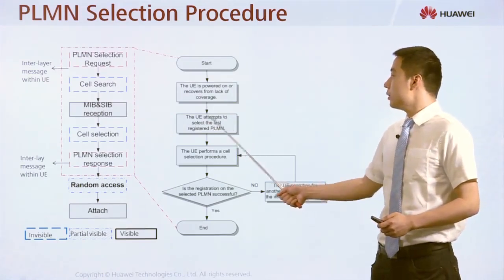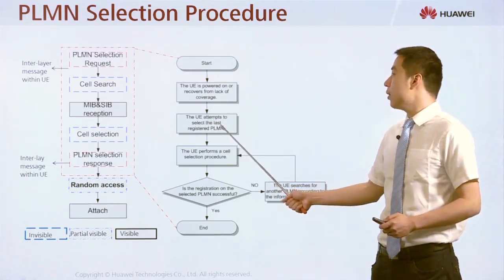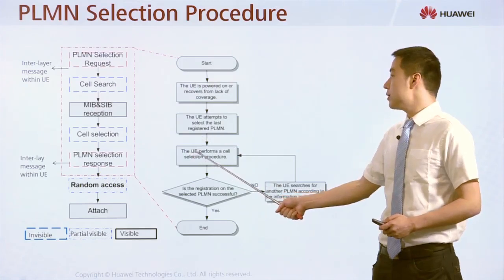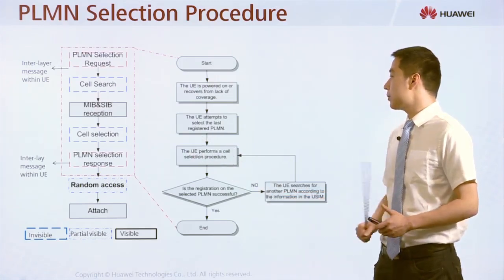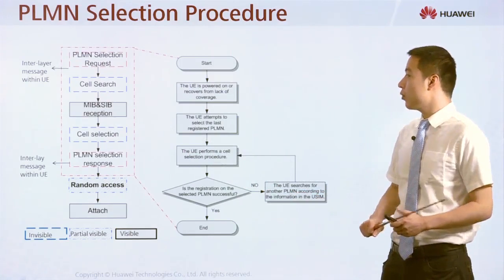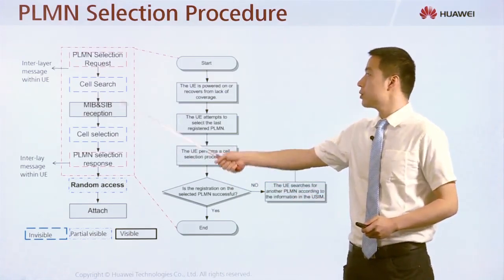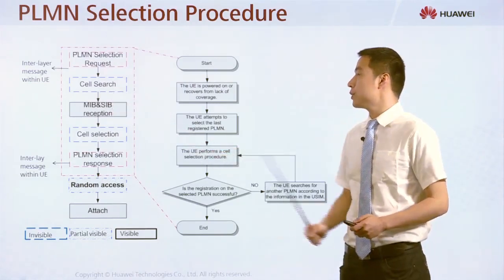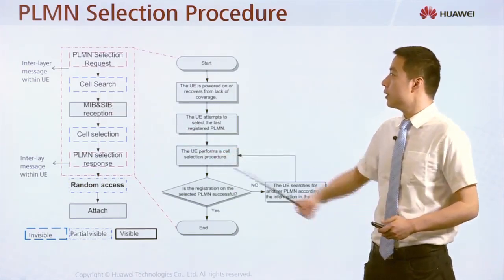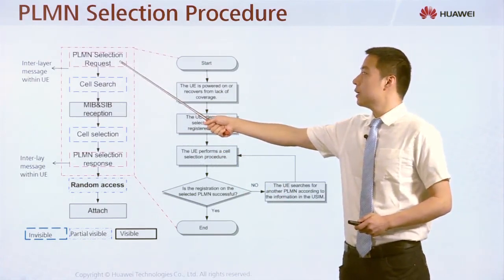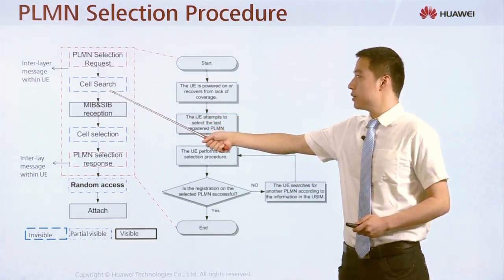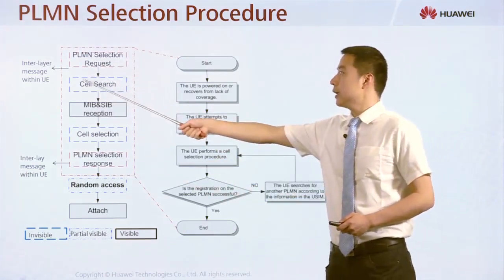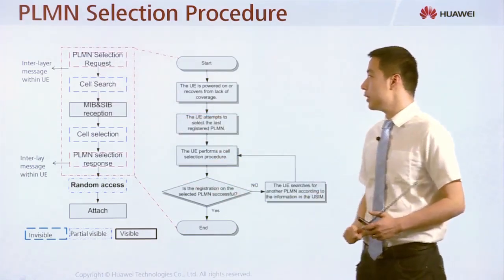When UE attempts to select the last registered PLMN or scan all the frequencies of the network, UE first will perform a cell selection procedure. Before the cell selection, we also have the cell search procedure and the MIB and SIB reception procedures. First, the higher layer of the UE sends a request to the physical layer of the UE. All of these messages are interlayer messages within the UE.